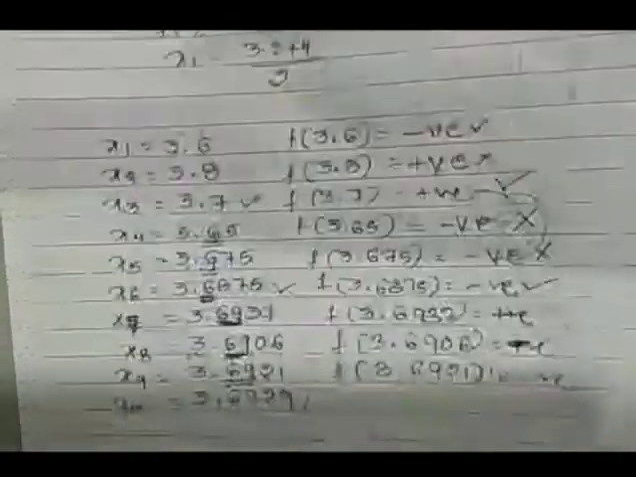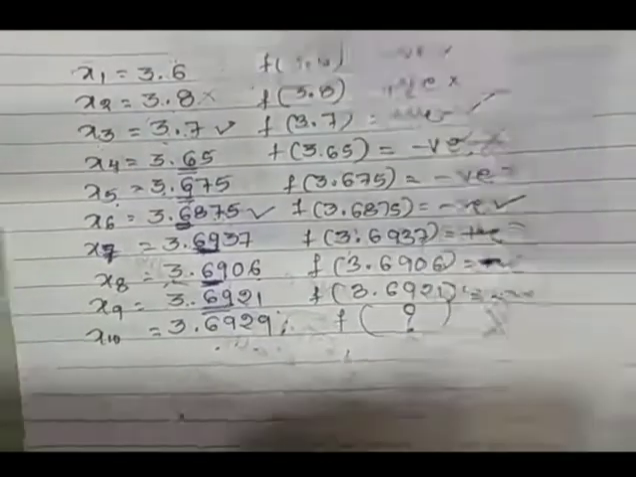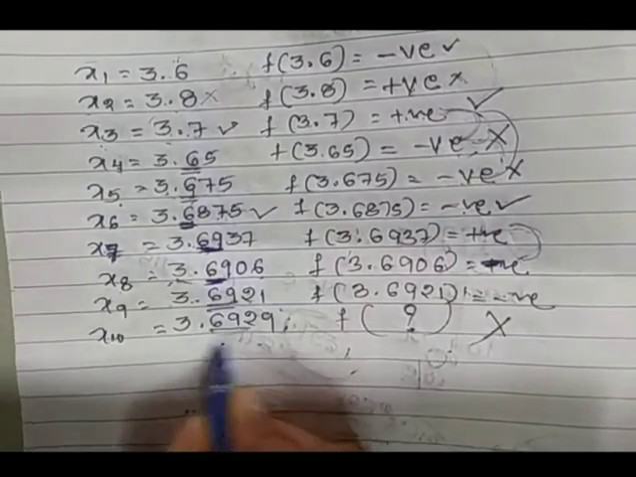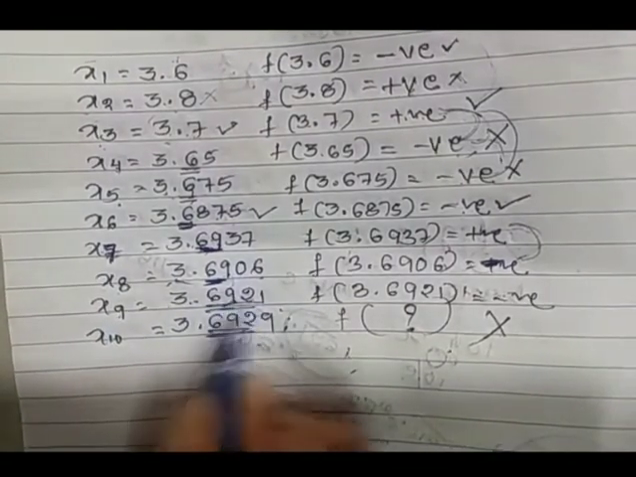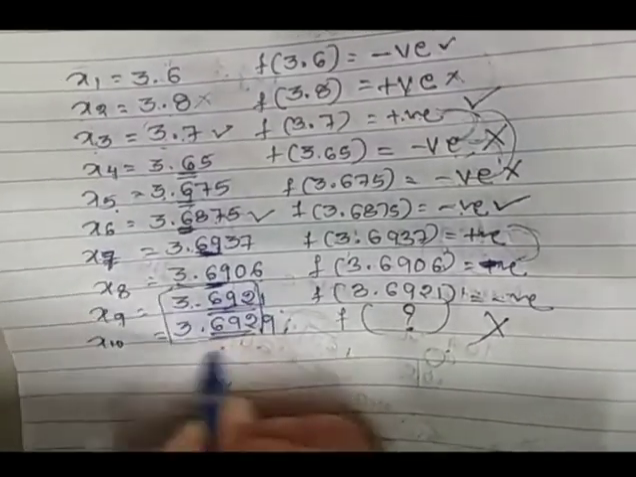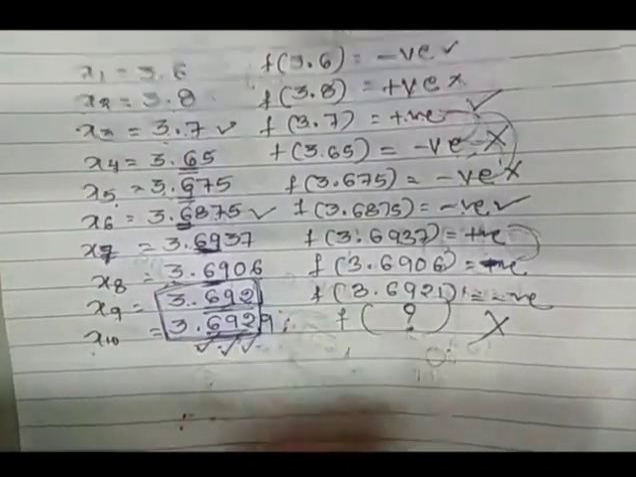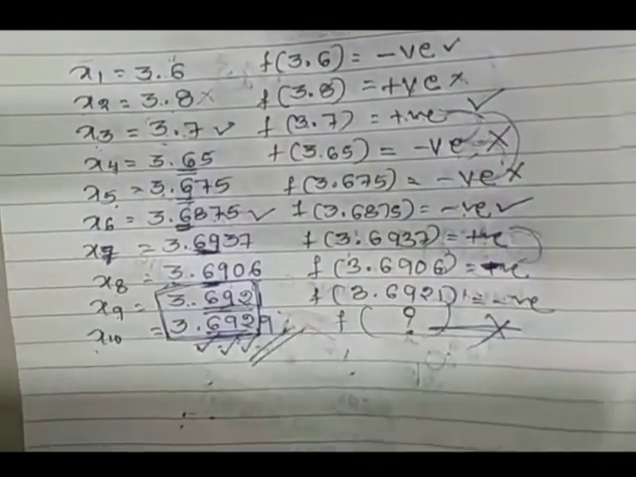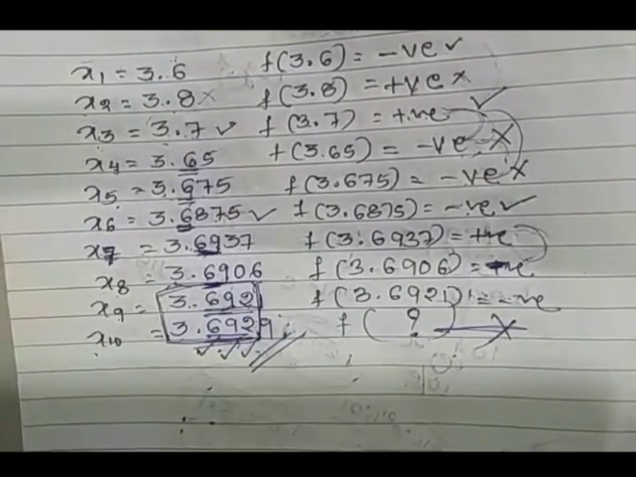So what we are getting here, our 10th approximation is 3.6929. Then next, don't calculate f of this particular function. There is no need to calculate this one, because you can observe the three decimals are same. In x9 it is 3.692, and in x10 it is 3.692. So here minimum three decimal place values are same, that is 692. Therefore no need to substitute it in the function, because the example is complete here, since three decimal values are similar.